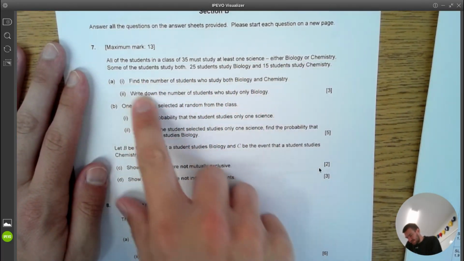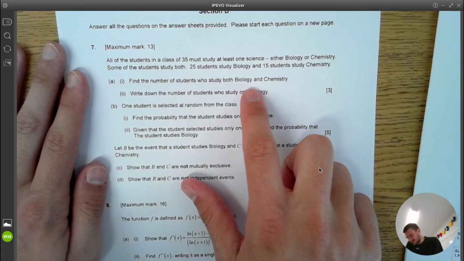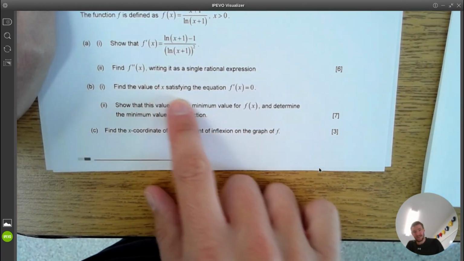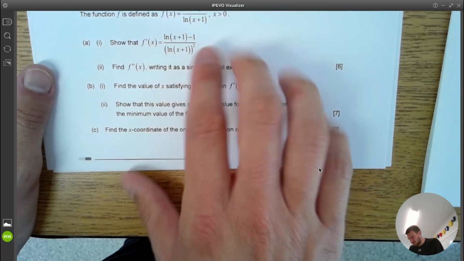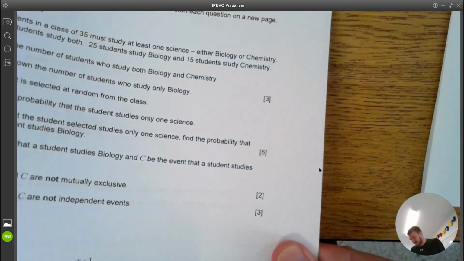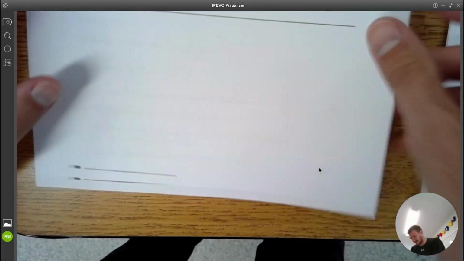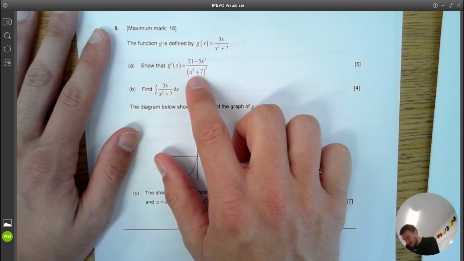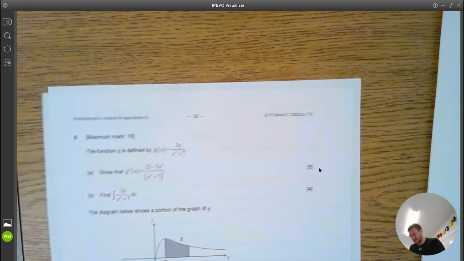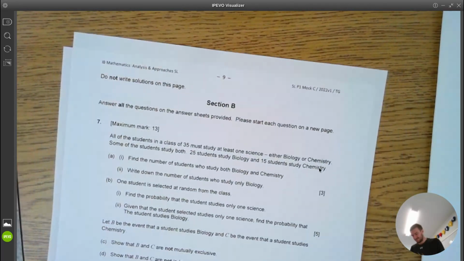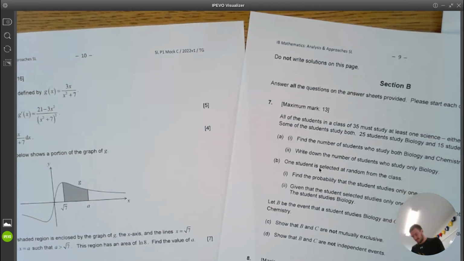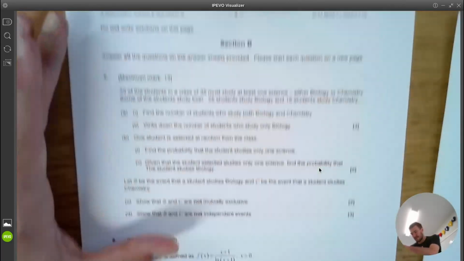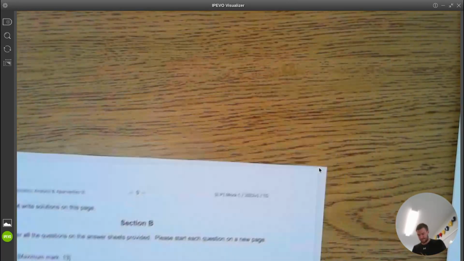35 students, that one looks like the number of students who study both. That looks like probability. This question down here looks like calculus with derivatives. Ooh, looking like a little bit of a derivative brain teaser there. And this last one, function g, looks like derivatives and integrals, and this as well. Let's choose the shortest one because we're already pushing our 35 minutes. Let's look at 7 here.